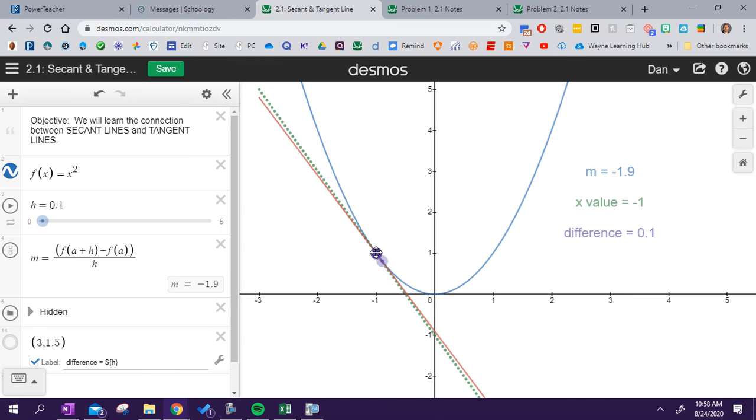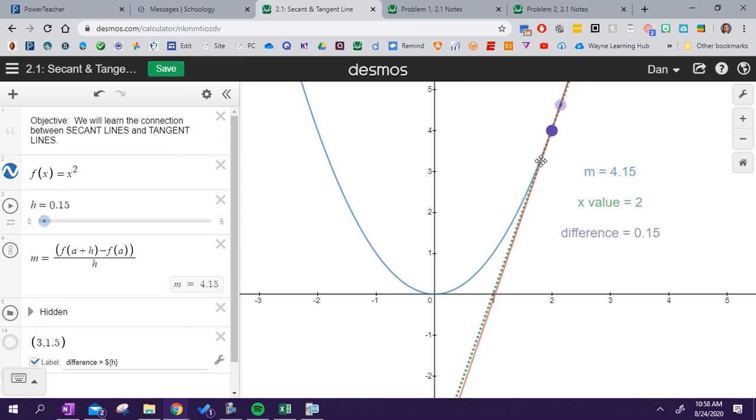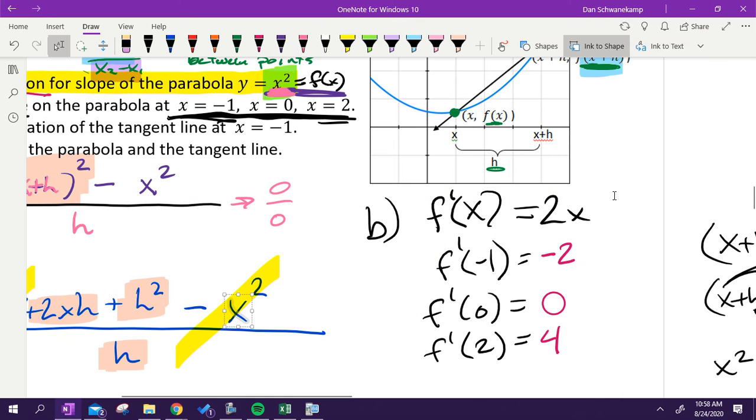Notice that if I found the slope at 0, oh yeah, that slope is 0 at the bottom there. And then if I found the slope at 2, the slope at 2 of the tangent line would be 4. We got the numbers that we thought we were going to get. Okay, that was the key of what we were trying to do there.